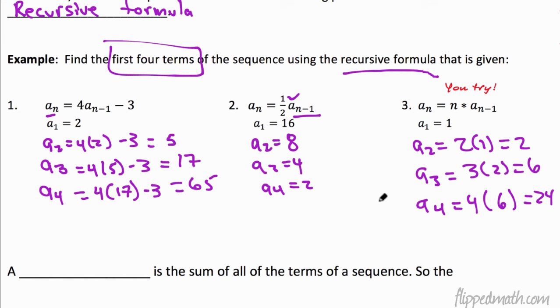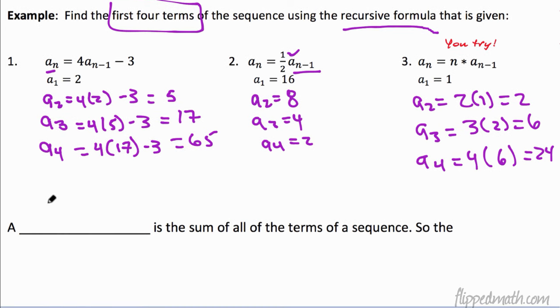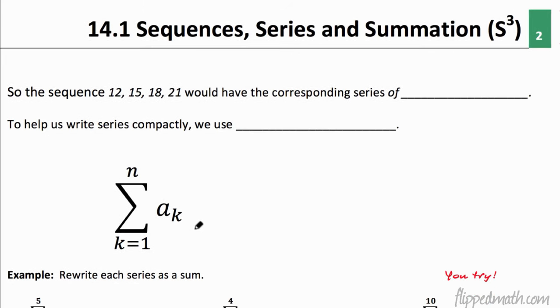Now, a lot of times in math, we love to add these sequences together. We love adding all this stuff together. And so if we do that, it's called a series. Let me show you some series right now. Some Billy Ray series. That's pretty series. All right, so the sequence 12, 15, 18, 21. This is a sequence because it's just a list of numbers. It would have a corresponding series of 12 plus 15 plus 18. Notice what I'm doing? I'm just adding them together. That's all a series is. You just add the terms together.